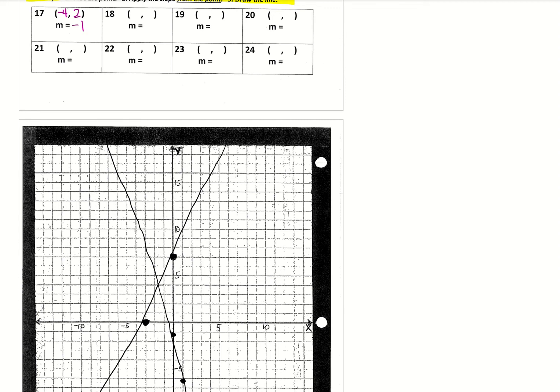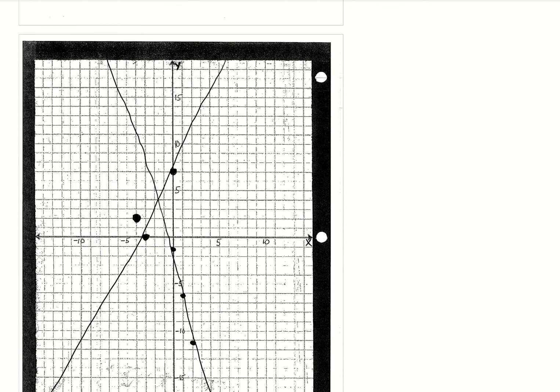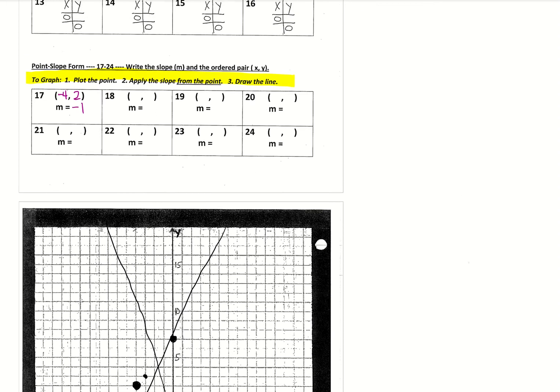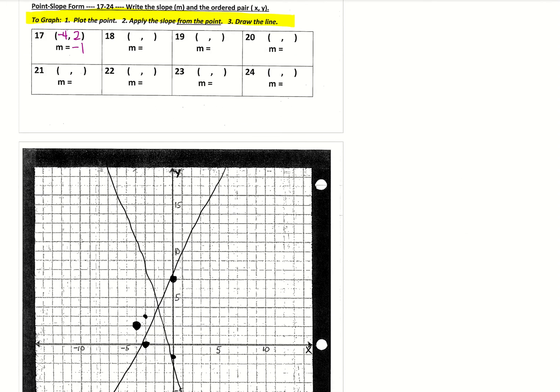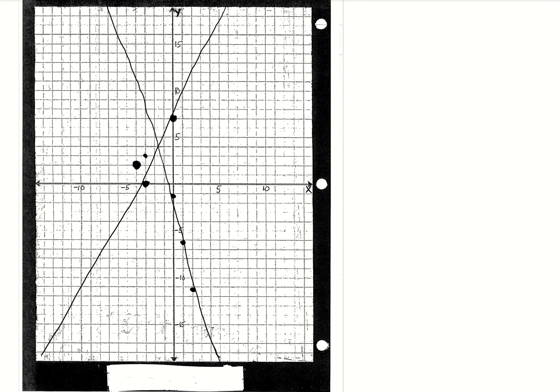You're going to put your point at -4,2, right there. So my x value is -4, my y value is 2. Then I can go ahead and draw my line. Actually, not draw my line yet. I need to have 3 points by applying the slope from the point, just like it says on step 2 there.